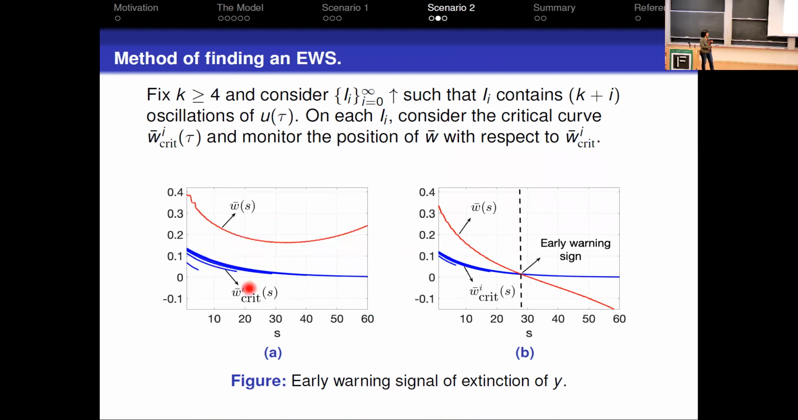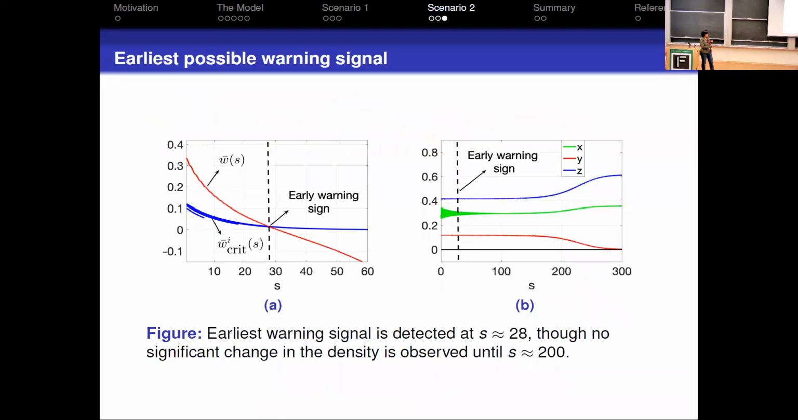So we have these W_i criticals drawn over here. In one case, it turns out that W bar always lies above all these families of critical threshold curves, which would suggest that we are going to approach the periodic attractor. And in the second case, it turns out that W bar is going to cross one of the critical threshold curves, and the point where it crossed will give us an early warning signal of extinction. And now if you put this in context of a time series, here is where we find our early warning sign at S equals around 28. And this is what it looks like with respect to our original time series.